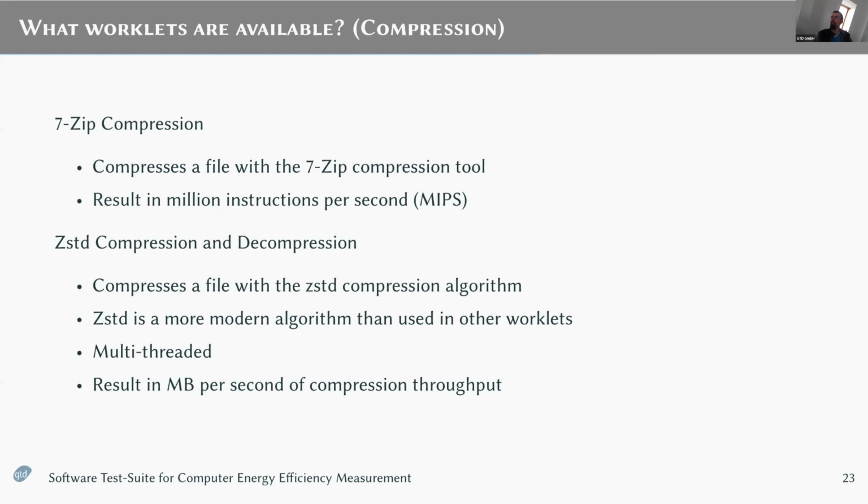For 7-zip, we have a result in million instructions per second. And for Z-standard, we have megabytes per second of compression or decompression throughput as a result. The nice thing is that Z-standard is multi-threaded, so it actually makes use of multi-core processors.